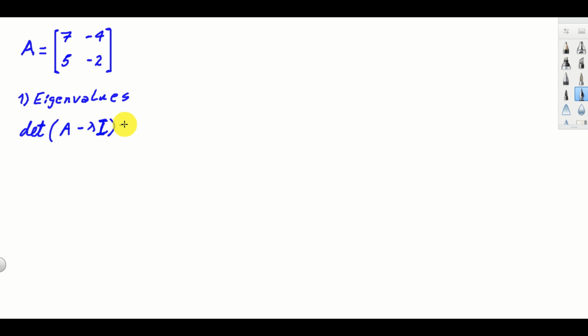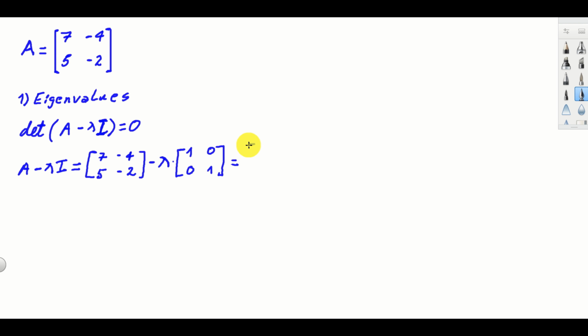And we set the characteristic polynomial to 0. So let's compute A minus lambda I. We have A is 7, minus 4, 5, minus 2. Lambda is a complex number multiplying the identity matrix 1, 0, 0, 1. Okay. Let's proceed. This is equal to our A matrix, 7, minus 4, 5, minus 2.